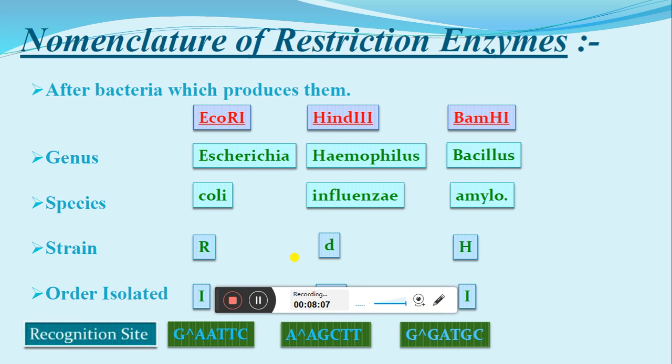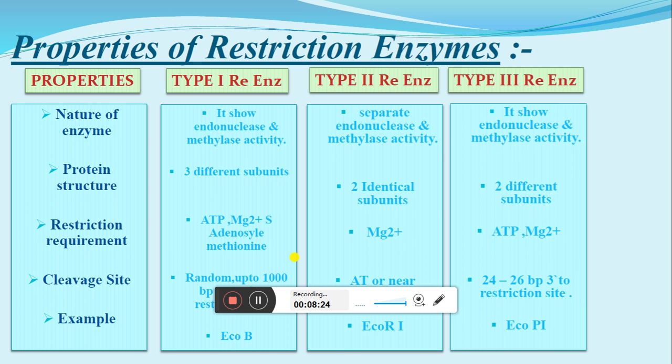Then the nomenclature of restriction enzymes depends upon the genus, species, strain, and order of isolation. For example, EcoRI: the genus is Escherichia, the species is coli, the strain is R, and the order of discovery is the first.